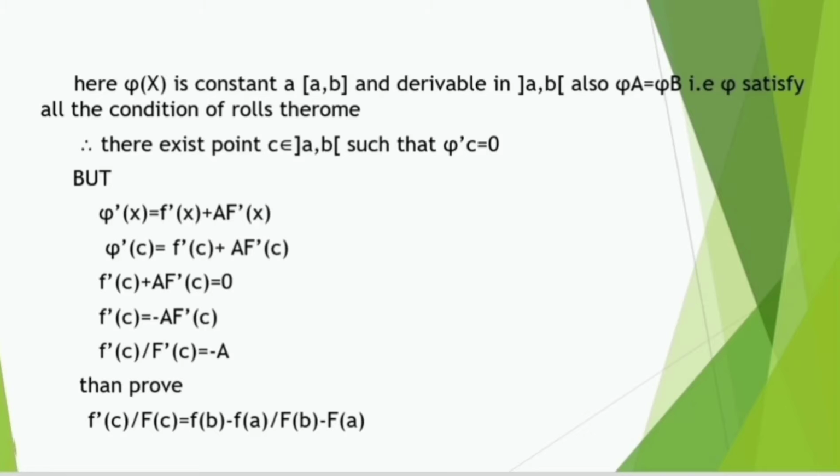f dash of c plus A F dash of c is equal to 0. f dash of c is equal to minus A F dash of c. f dash of c upon F dash of c is equal to minus A. Then we prove that small f dash of c upon capital F dash of c is equal to small f of b minus f of a upon capital F of b minus F of a. Thank you.